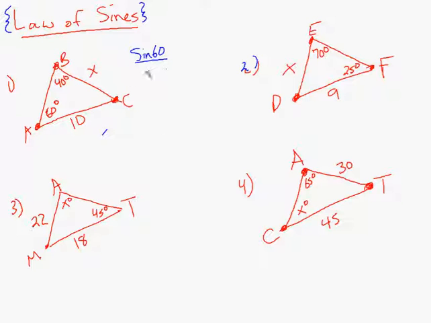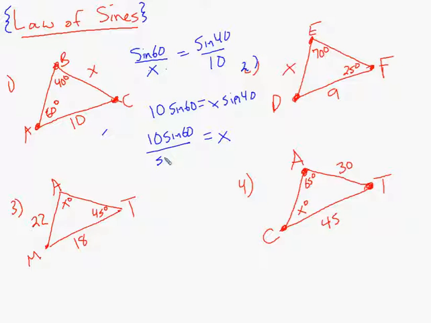I did sine 40 over 10. Oh, sine, yep, that's right. Sine 40 over 10. Then we clear or cross multiply, whichever. 10 sine 60 equals x sine 40. And then what? Divide by sine 40. So x equals 10 sine 60 divided by sine 40.